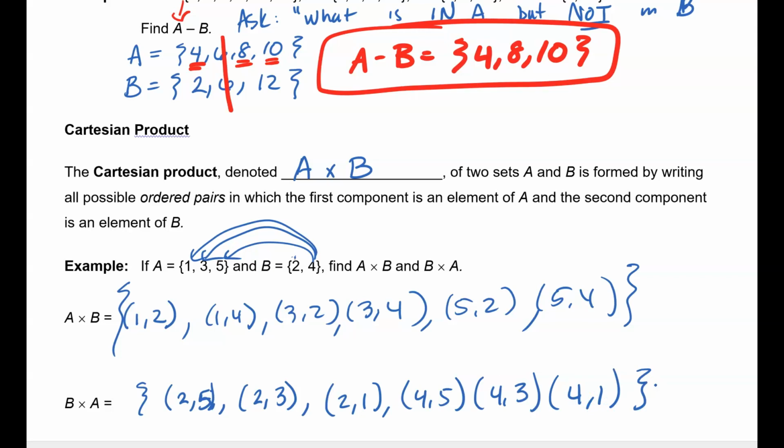Okay, so it looks like we've got 1, 2, 3, 4, 5, 6 elements in A times B and 1, 2, 3, 4, 5, 6 elements in B times A, but they're not the same. So just keep in mind when you're doing the Cartesian product that the order does matter.